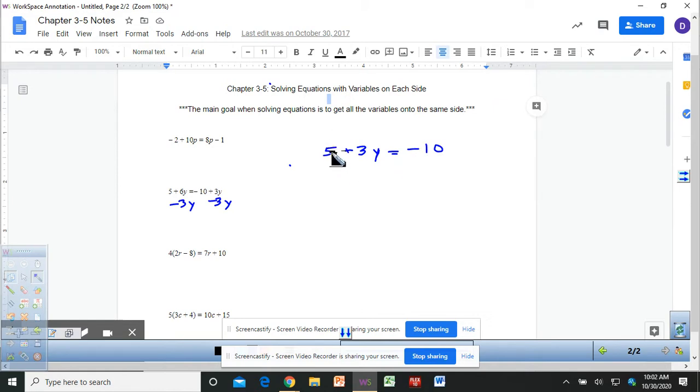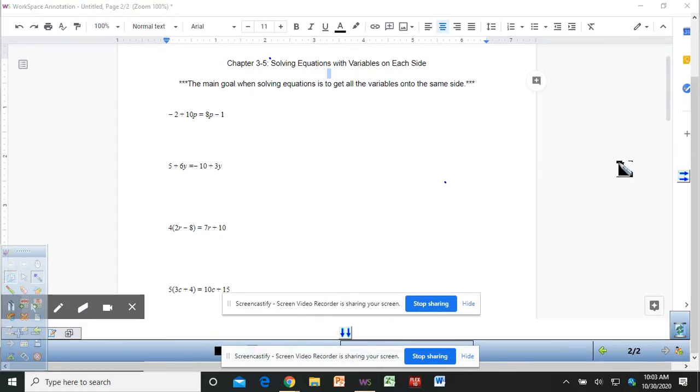Then from here, it's the same thing we've been doing. Drop your anchor. Get rid of whatever's adding or subtracting. So we're going to get rid of a positive 5 with a minus 5, which gives me 3y equals negative 15. Then I'm going to get rid of all my multiplying using division. And that's going to give me y equals negative 5. And that's all you got to do on those problems, like that.